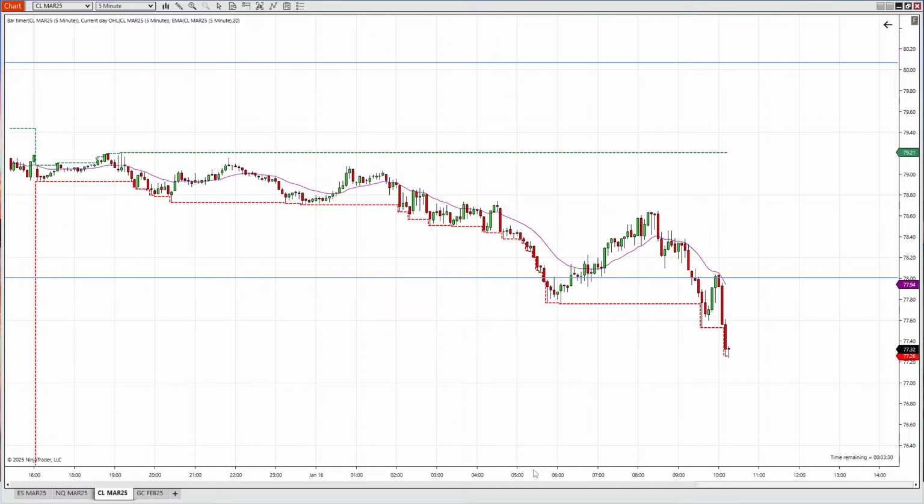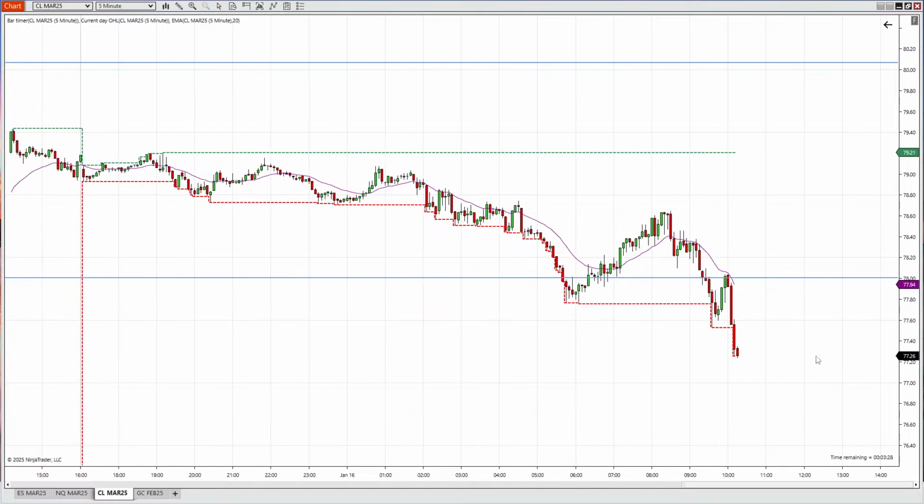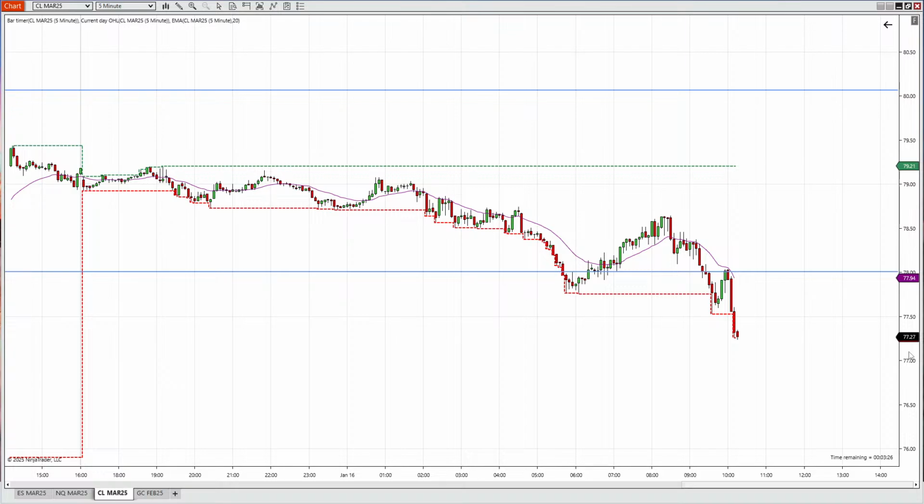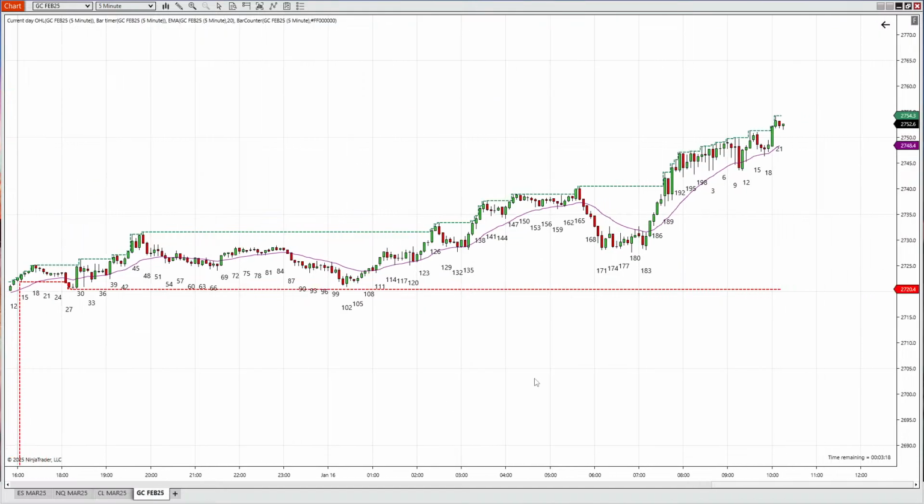And we did not get a double bottom signal on Crude Light. Not even close. Gold is just trending at this point. I feel like it's pretty much by the close.